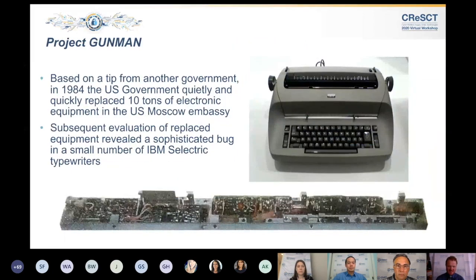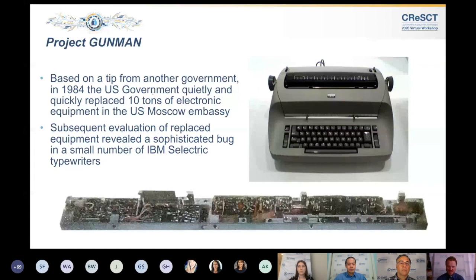Coming from Sandia, I reflect a lot about national security and about security in general, and as that is applicable to these supply chain issues. What I wanted to start with is something you've probably all heard of before. It's called Project Gunman, an effort by the U.S. government where they got a tip from a foreign government that there was some electronic monitoring going on in the United States Embassy in Moscow. So in 1984, the U.S.